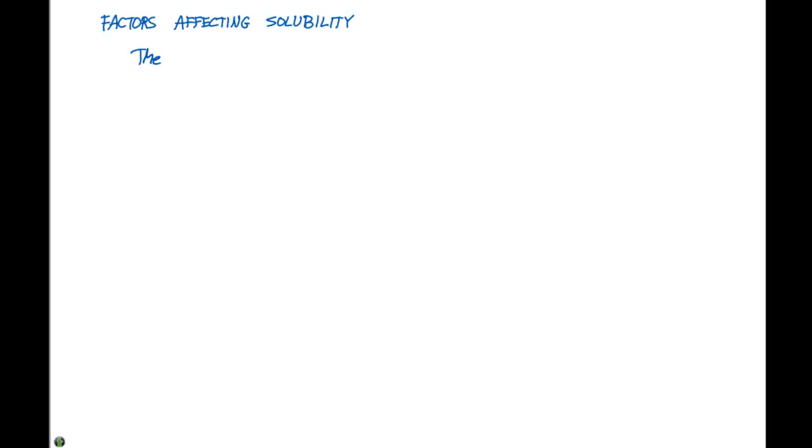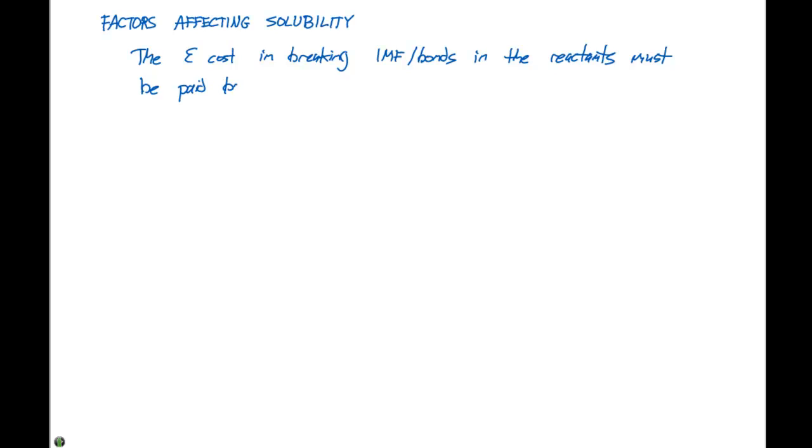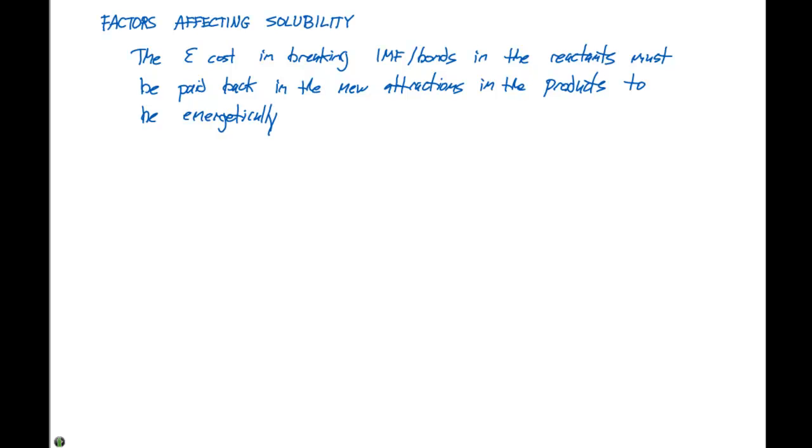So the energy cost in breaking intermolecular forces or bonds in the reactants must be paid back in the new attractions in the products to be energetically favorable.